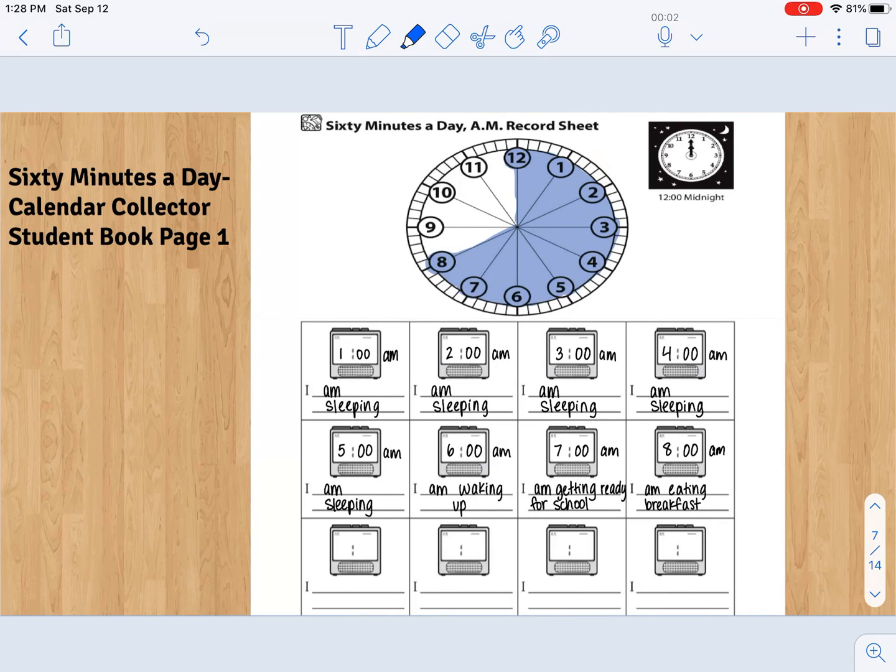Now it is time to add this into your workbooks and follow along on page 1. You'll need a pencil and a blue coloring utensil. You can pause here to gather all of your materials. Since we are now up to 9 a.m., I'm going to use that light blue color to fill in that hour because it is still light outside during the a.m.